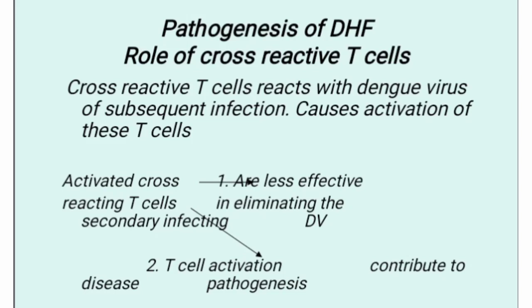This picture is also showing that cross-reactive T cells react with the dengue virus of subsequent infection. So first you get infection. As a response to that infection, you get some antibody response, T cell response, and on second infection, these cross-reacting T cells will react with that second serotype of dengue virus, and then they will activate the immune response, and this immune response will contribute to the dengue hemorrhagic fever.